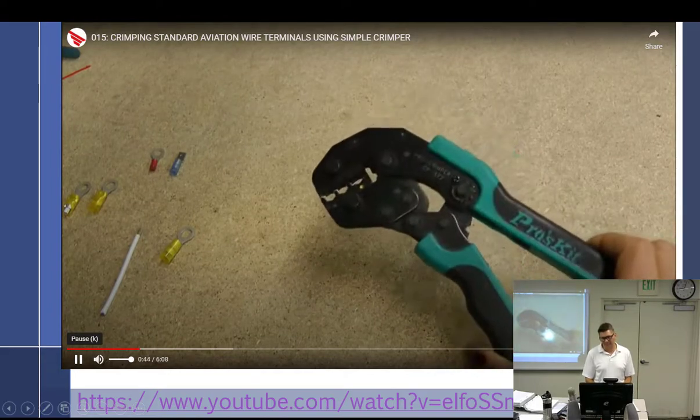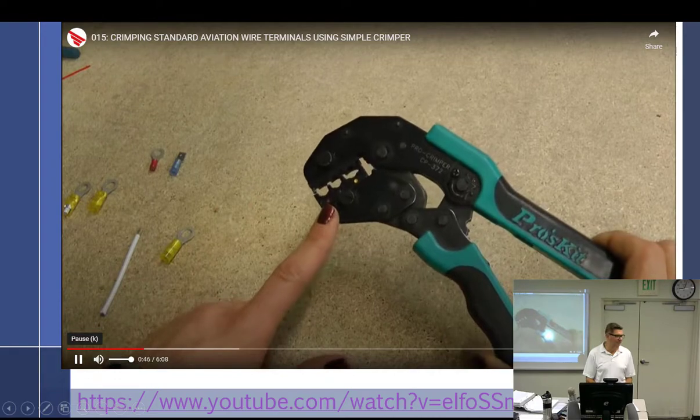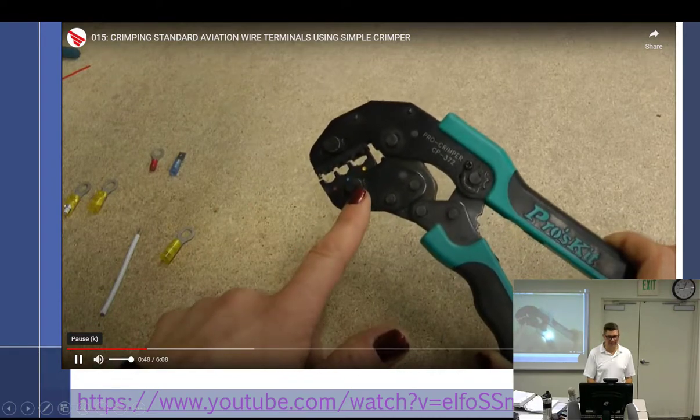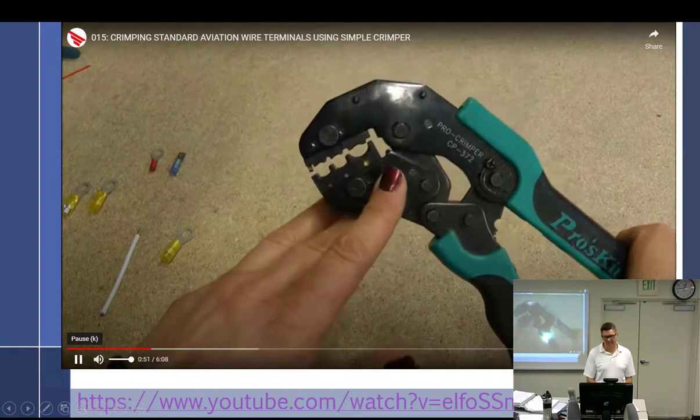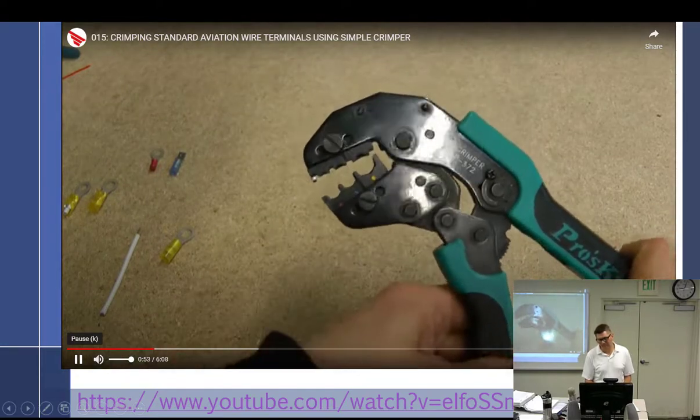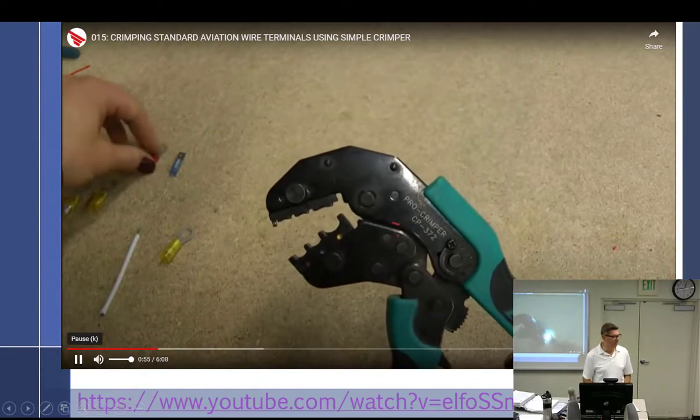So you can see the jaw here has a red, a blue, and a yellow. And those designate the sizes of your terminals.